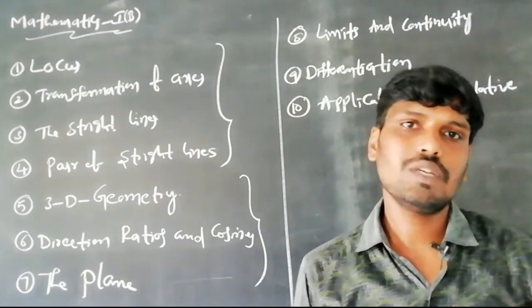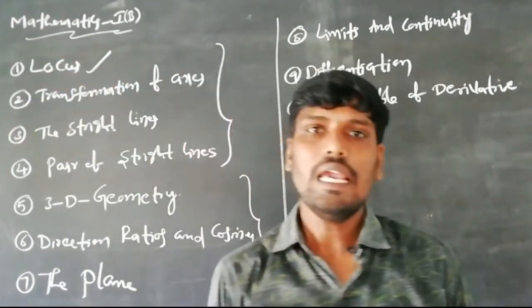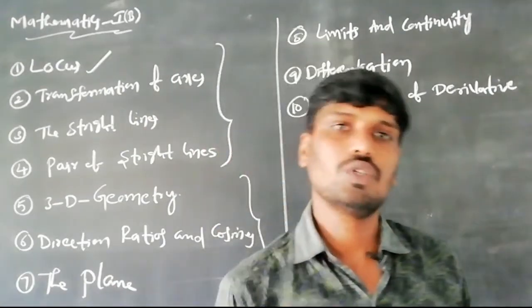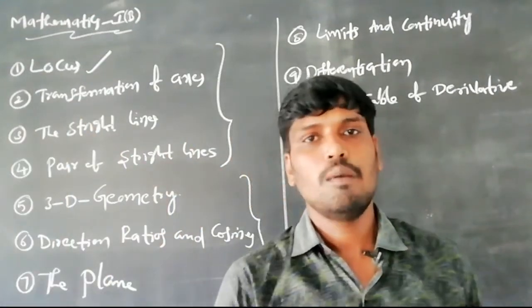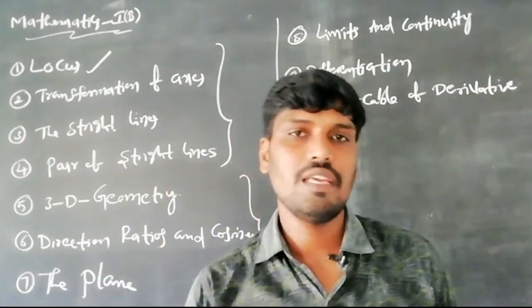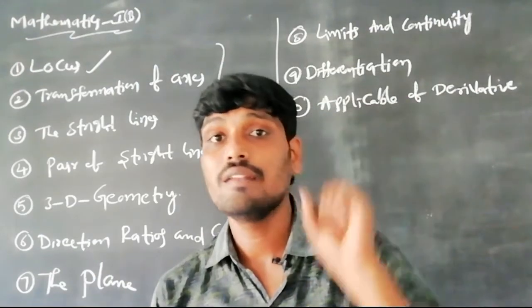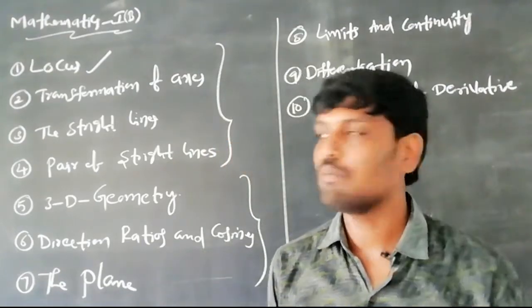In 2-dimension geometry, the first chapter is locus. From the EAMCET point of view, only one question comes from locus, that is, find the equation of the locus. PA plus PB equals some value is given, A comma B are also given, or some condition like area of the triangle is given. Find the equation of the locus. That type of problem comes in EAMCET.